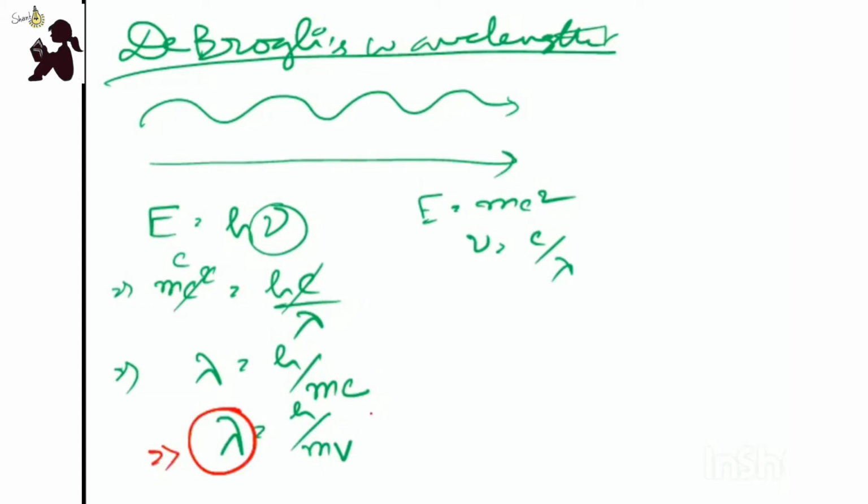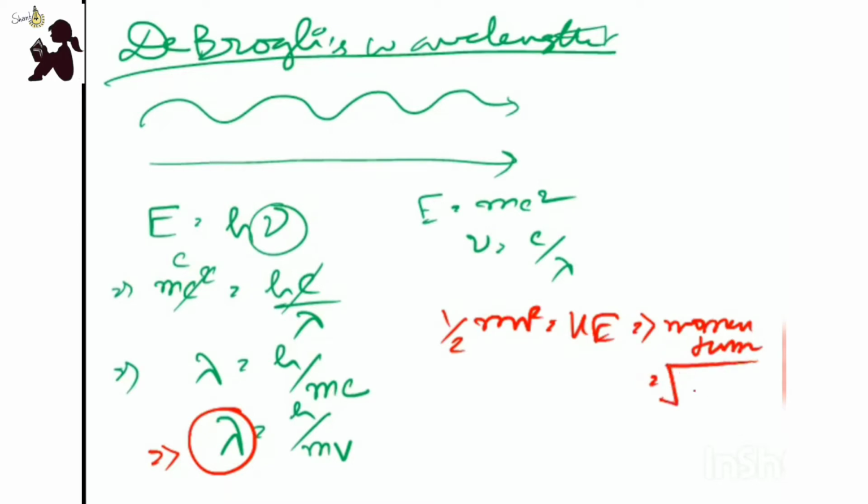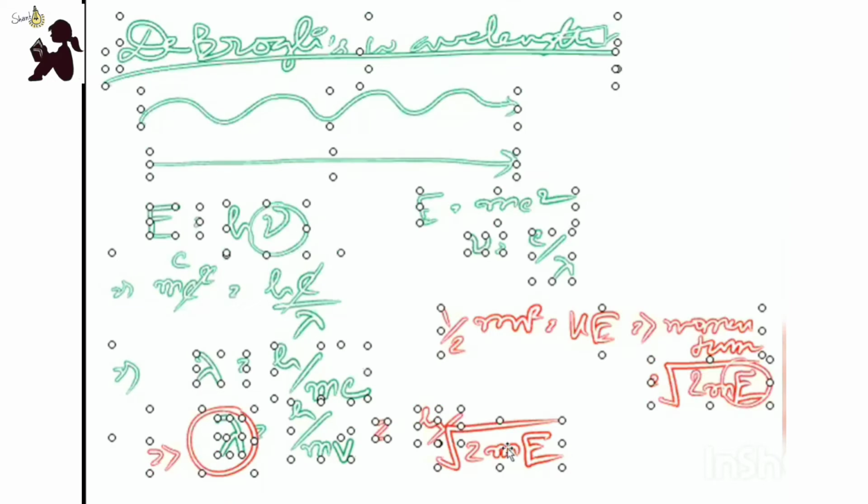Now this equation can also be modified. That is half mv square if we equal to K. Now we know that momentum can be written like this with respect to our energy. So this equation will be modified like this: h by root over of 2mK. Okay. So here de Broglie wavelength is done.